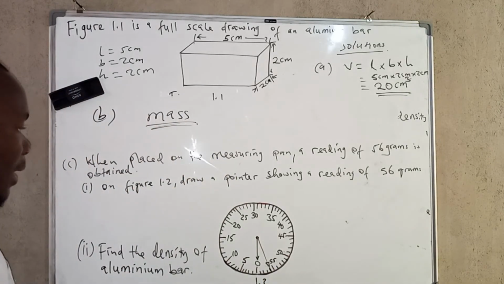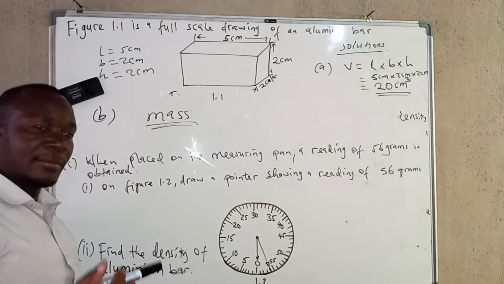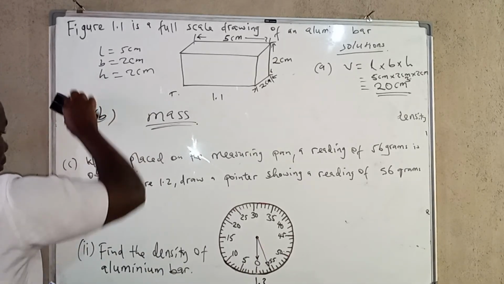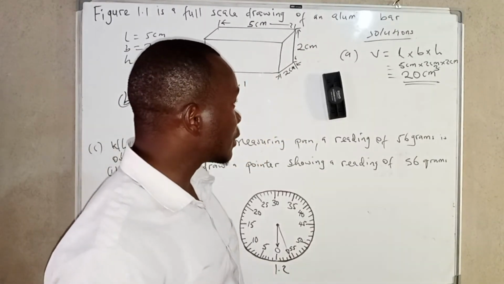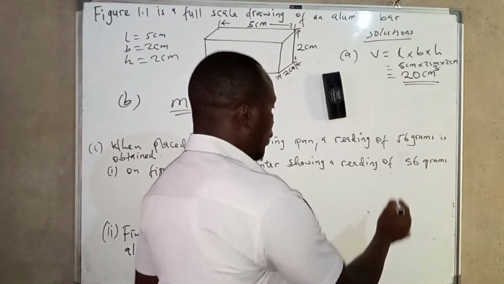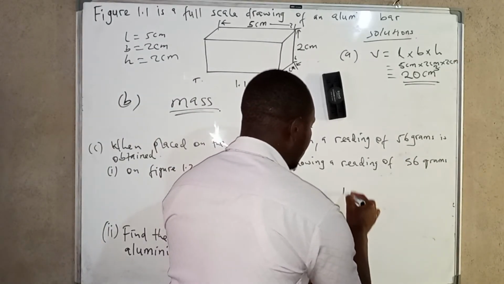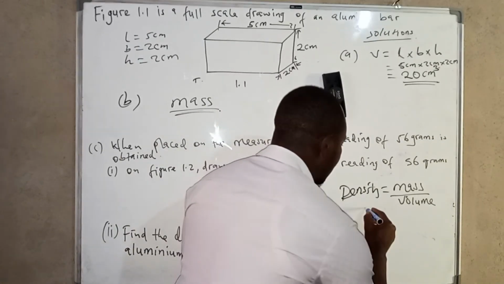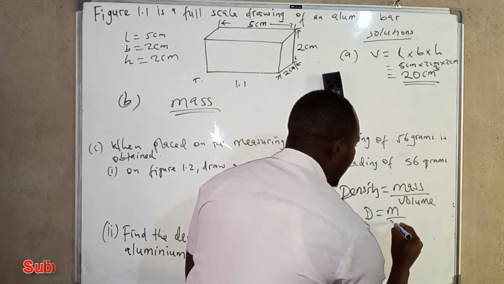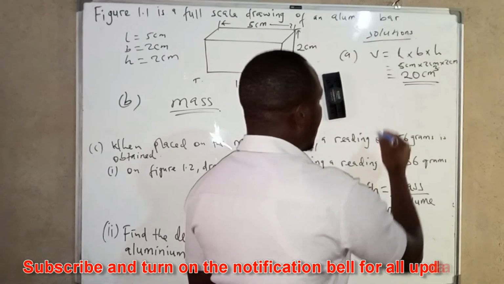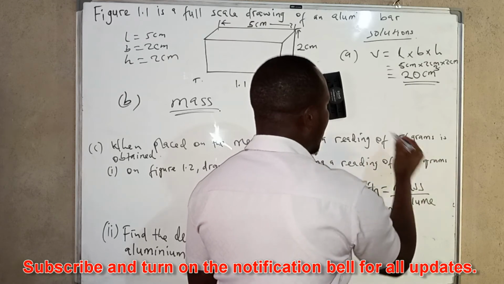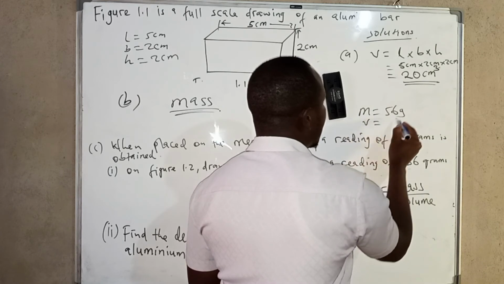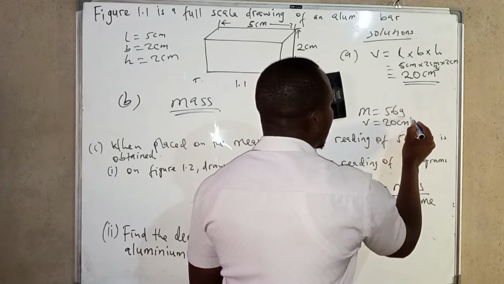Now, the last question demands us to find the density. So what is the density of the aluminium bar? To find the density, we just need to use the formula, since we know that density is equal to mass over volume. Here, the mass that we have is 56 grams and the volume is 20 cubic centimeters.